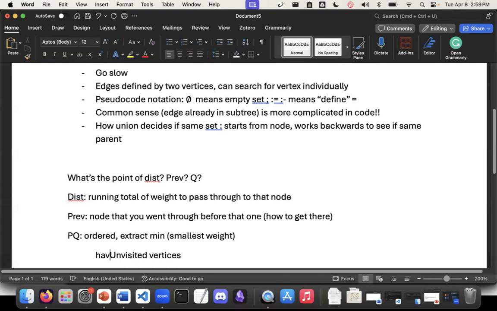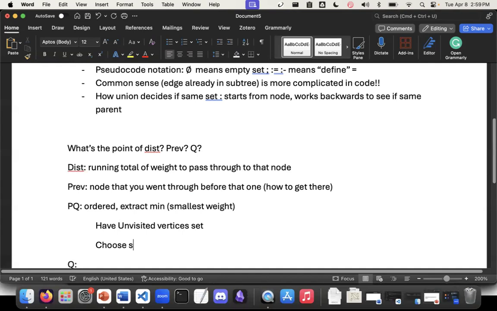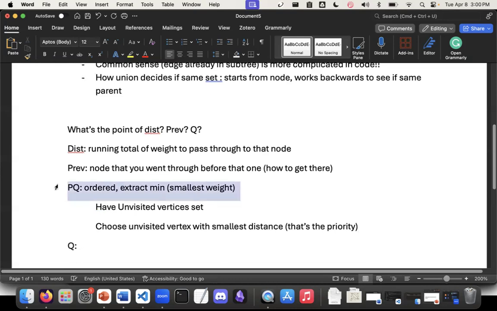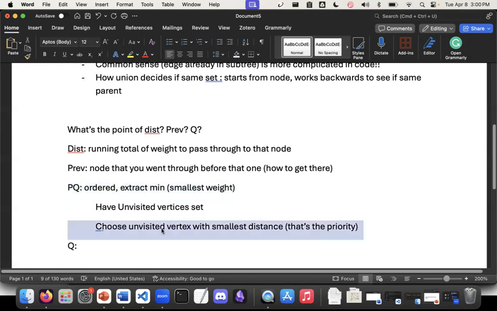So let's see, how do I want to write that? Choose unvisited vertex with smallest distance. And that's the priority. So the reason for the priority queue is to choose the next unvisited vertex. That's why we've got it. And the priority being the next smallest distance.